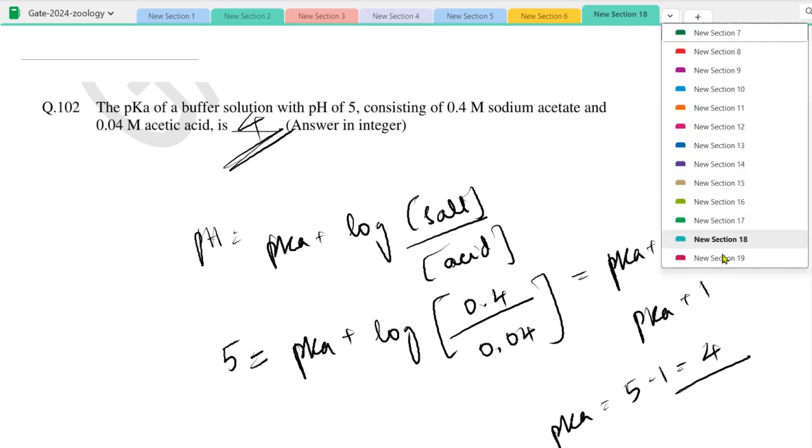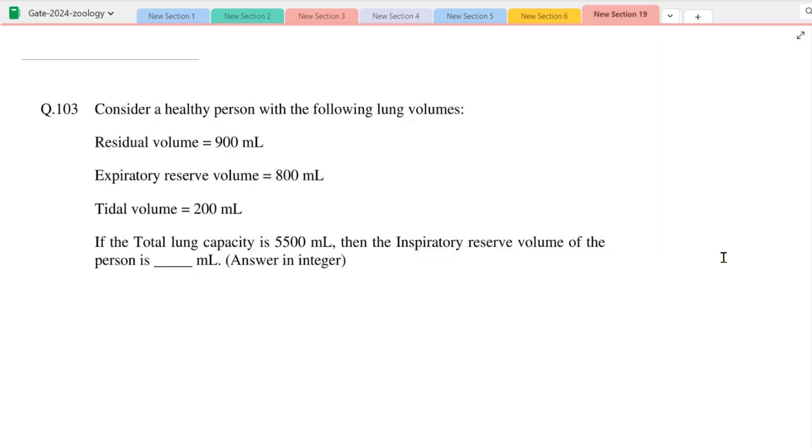Moving on to the next question, the last question. Consider a healthy person with the following lung volumes. As you can see, they have given the following volumes. The residual volume is 900 ml, the expiratory reserve volume is 800 ml, and the tidal volume is 200 ml. If the total lung capacity is 5,500 ml, then what is the inspiratory reserve volume of the person in ml?